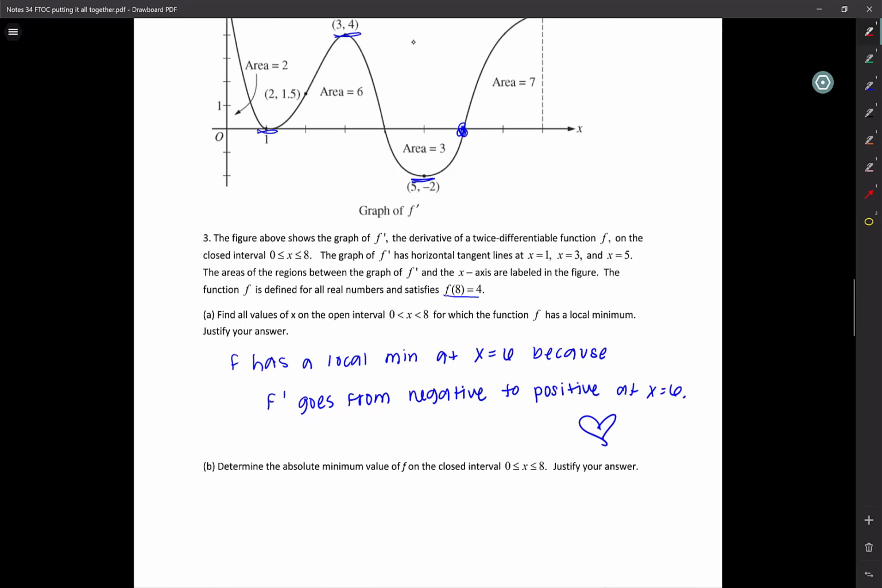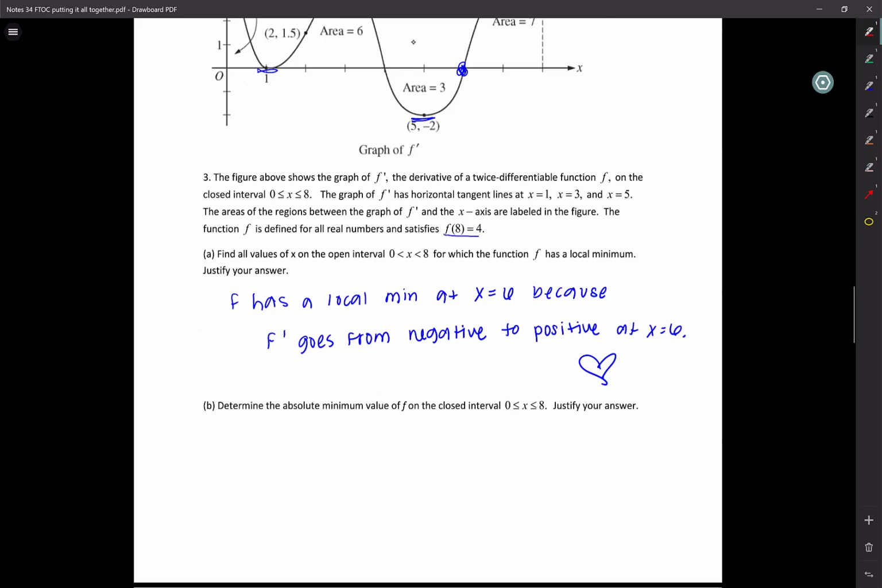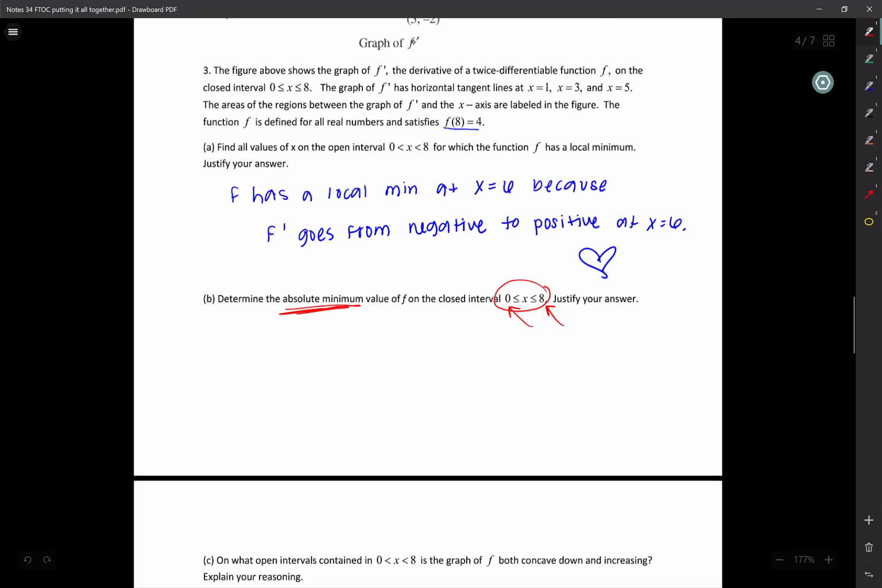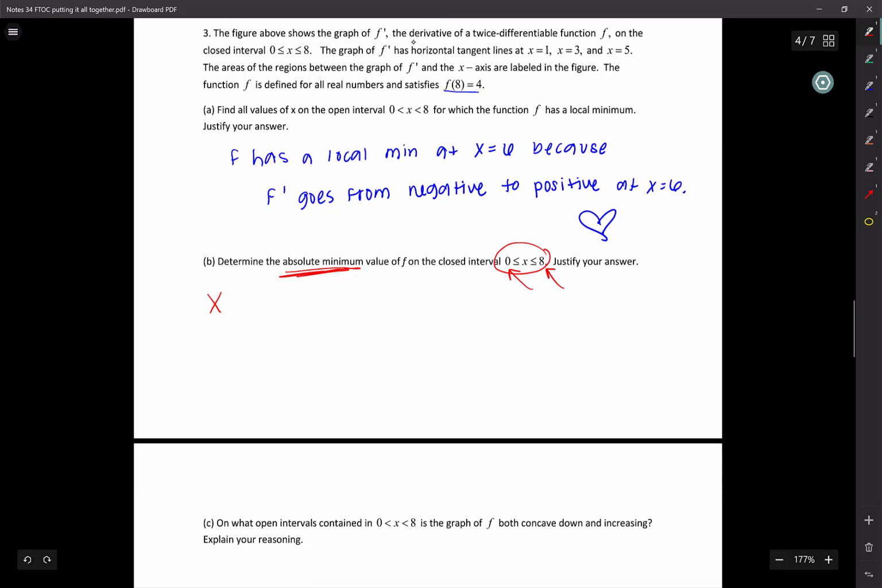It says determine the absolute minimum. So it says absolute min here of f on the closed interval 0 to 8. Notice that this is including our endpoints. Do you guys notice that? As soon as you see absolute min and absolute max, what I love as justification is a table. I love tables. And that is a valid justification, guys. So I'm going to write x, and I'm going to write f of x. And you always have to check your endpoints.